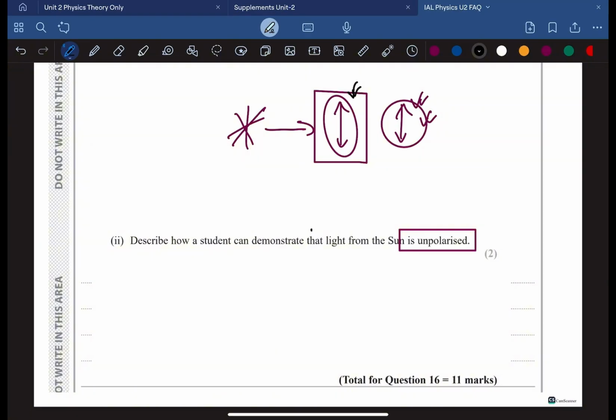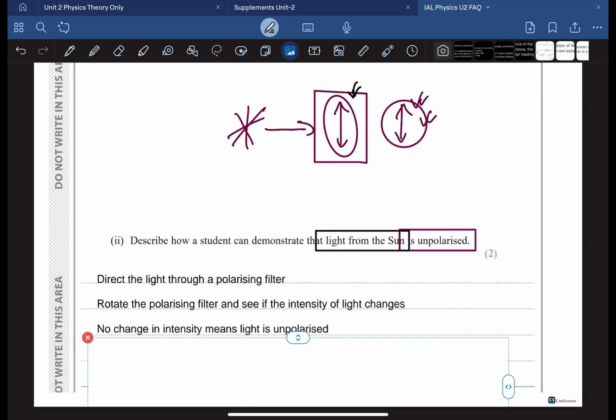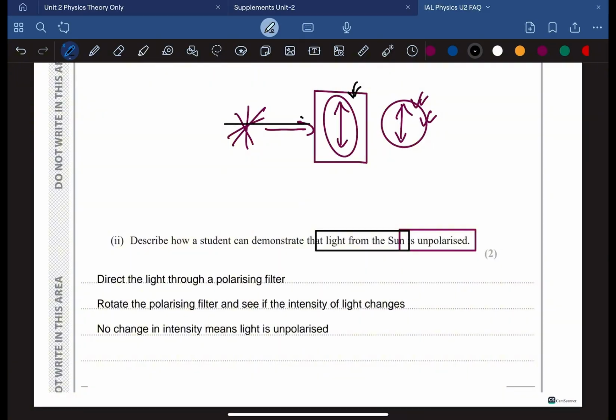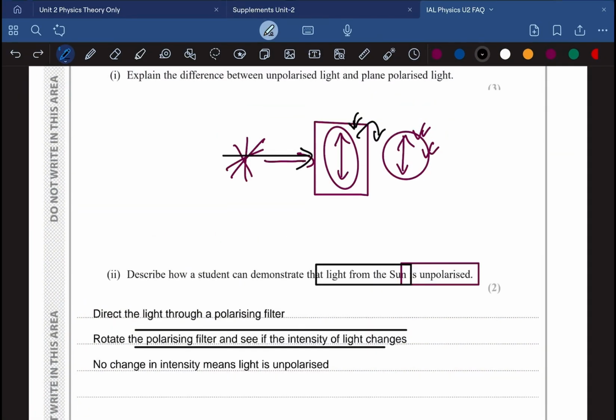So here, to demonstrate this for the light of the sun, what he can do is direct the light through a polarizing filter, just like here we directed the light through a polarizing filter, and then we rotate this polarizing filter and see if the intensity of the light changes. If the intensity changes, how will it actually work?